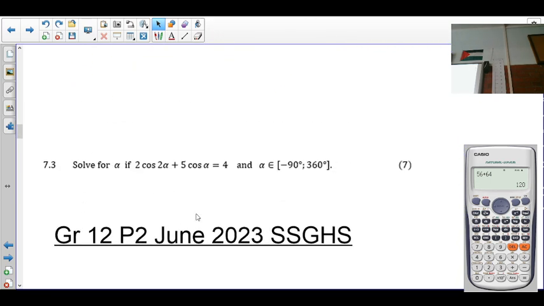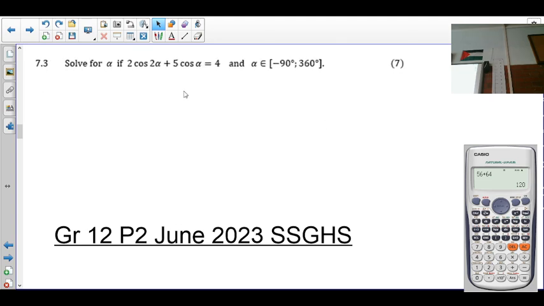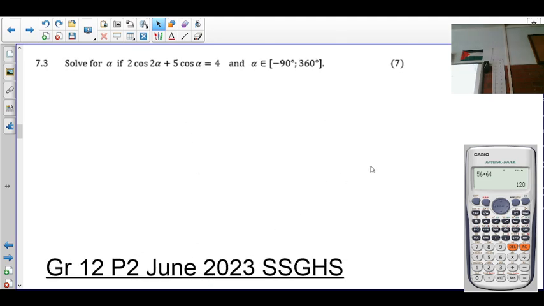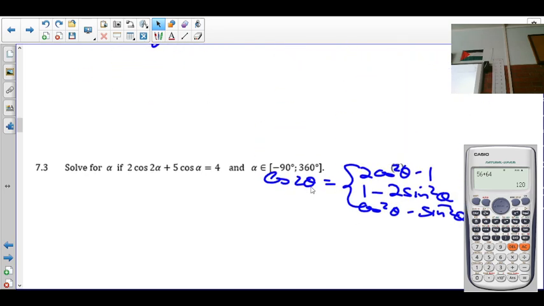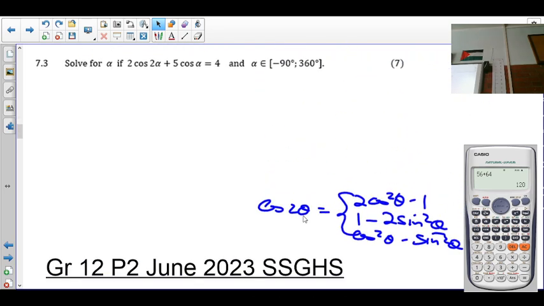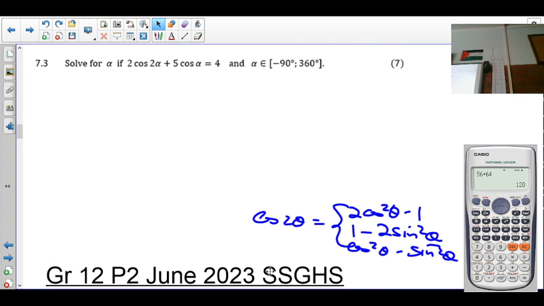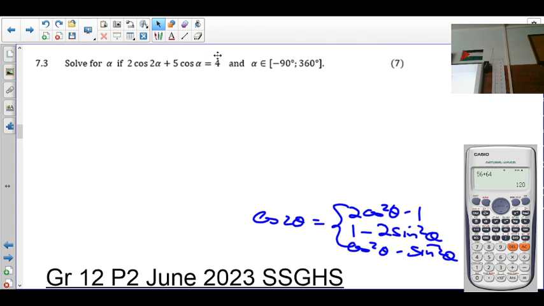Let's carry on. Solve for alpha. If 2 cos 2 alpha plus 5 cos alpha is equal to 4, where alpha is an element of negative 90 to 360. Alright, so if you look at this here, of course you're going to land up with a trinomial.